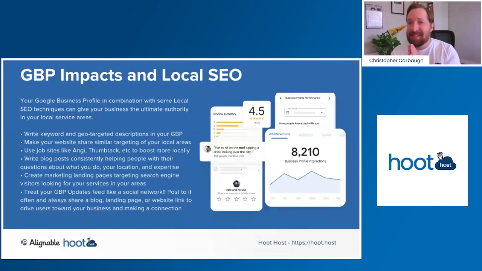Write blog posts consistently, helping people with their questions about what you do, your location, and your particular professional expertise. The more you do this and follow what we call Google's helpful content algorithm, writing blog posts that answer common questions and help people with their issues and problems, that's really going to help you rise in the ranks. Your blog posts are going to get more relevancy, and you're going to drive more people to your website.